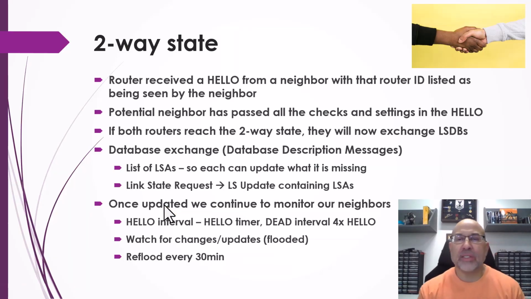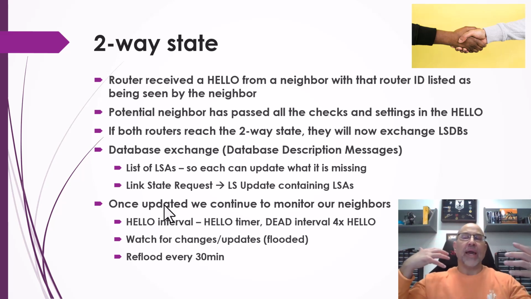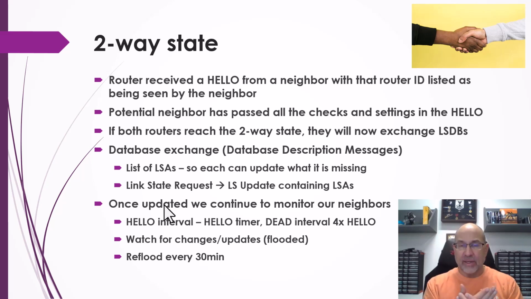Now, the chapter spends some time on the two-way state. So a router receives a hello from a neighbor with that router ID listed as being seen by the neighbor, and a potential neighbor has passed all the checks and the settings in the hello, meaning that we look at the items that are in the hello. I see that you want to do OSPF the way that I do, and I'm going to send you a hello message. And once they've done that, they've reached what we call the two-way state.